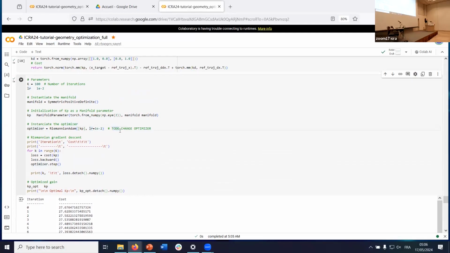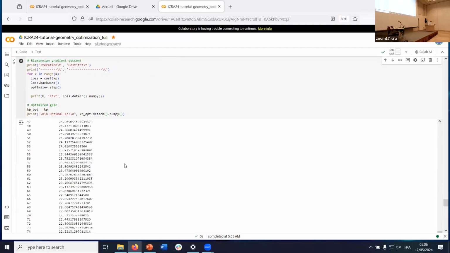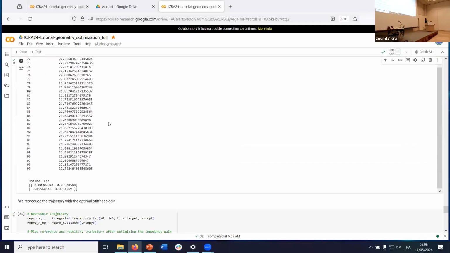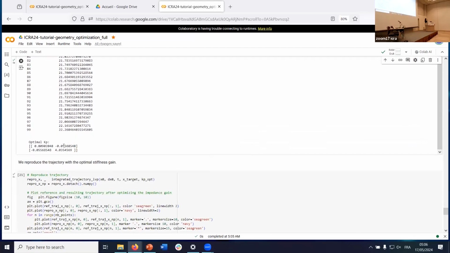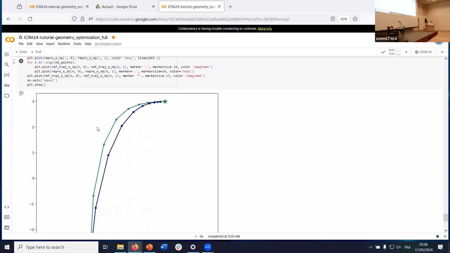Yes? I noticed that the cost now is 22, and before it was like 20. So did we redefine the cost? The cost is the same. So yeah, actually this is a good point. It's very similar. It's true, it looks better, but the cost value is actually a little bit higher. Okay, so it looks better, but it's not. Yeah, right. Good catch.